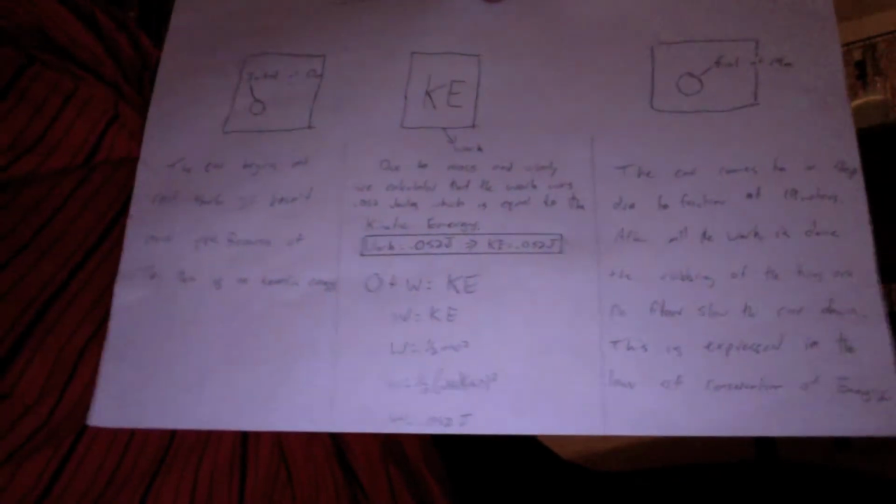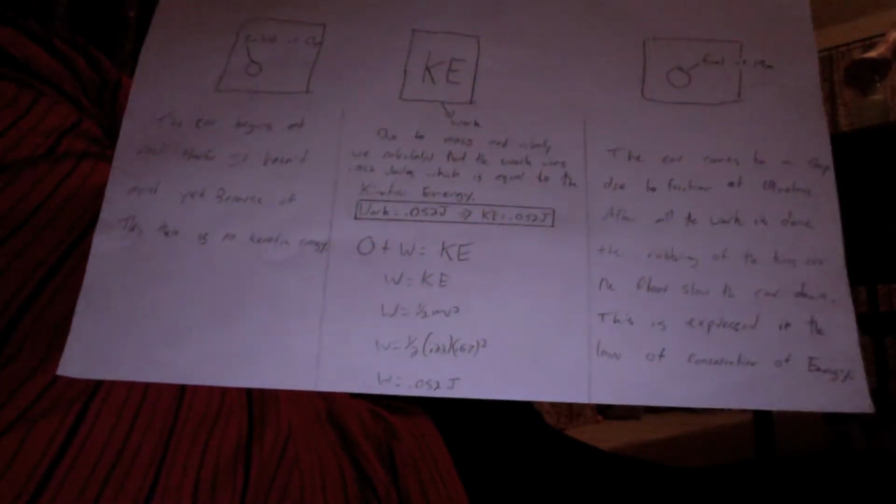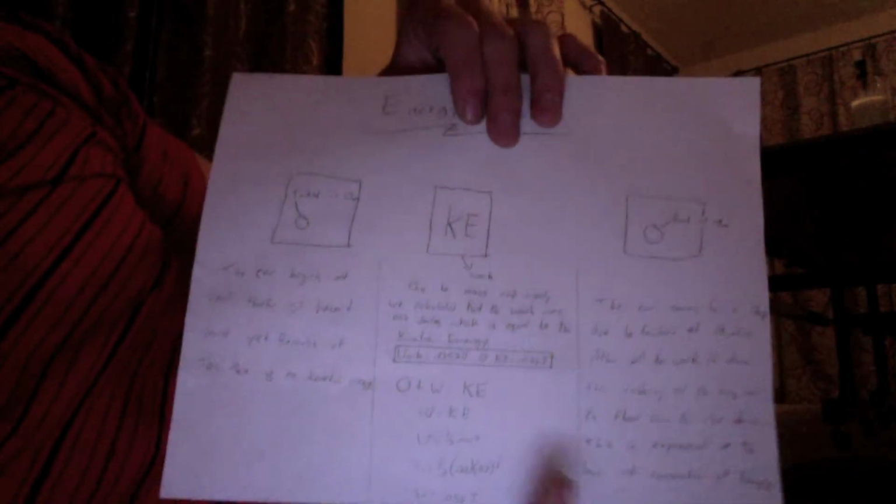Our mass is 0.23 kilograms, velocity 0.67 meters per second. Do some math there. Work is 0.052 joules. And because the work equals the KE, the kinetic energy is also 0.052 joules.